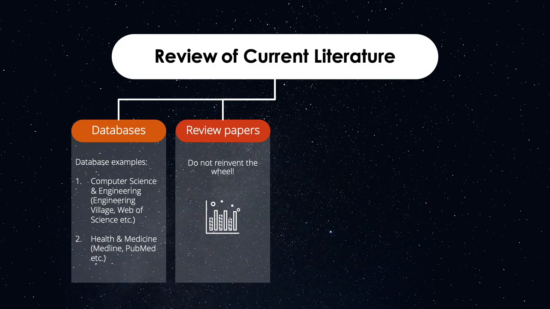Next, you want to do a broad search on the field using existing review papers. Doing a literature review is one of the most important steps in the research process, and this takes a lot of time. However, one way to quickly get an overview of the current knowledge in your field is to read review papers, which are secondary publications. You certainly do not want to reinvent the wheel and plan and perform an experiment that has already been done. For more information about what is a secondary publication, see my previous video linked in the description below.